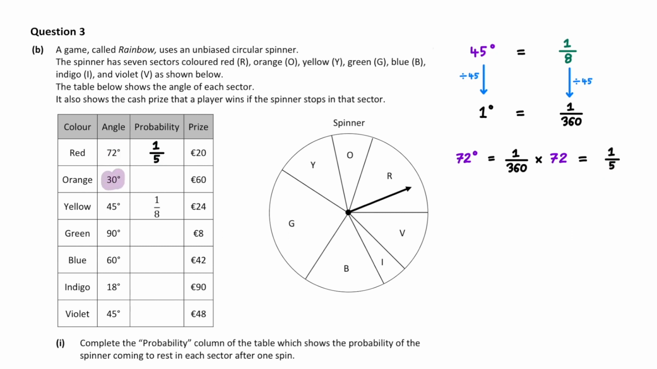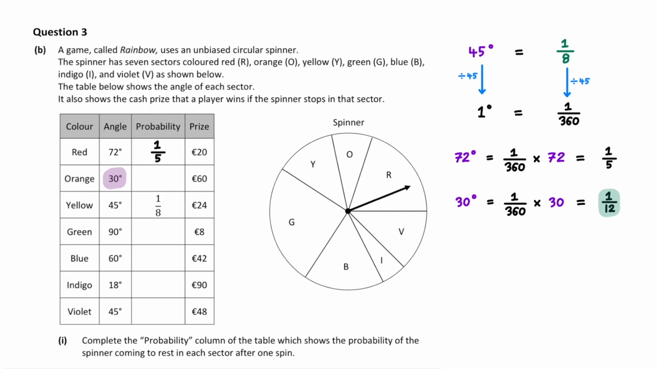Orange has a 30 degree angle. Again, if 1 degree is 1 over 360, then 30 degrees will be 1 over 360 times 30. Typing this in our calculator gives an answer of 1 over 12. So this is our probability of landing on orange. We can follow a similar procedure to fill in the rest of the blanks.